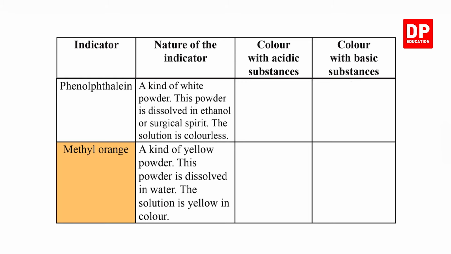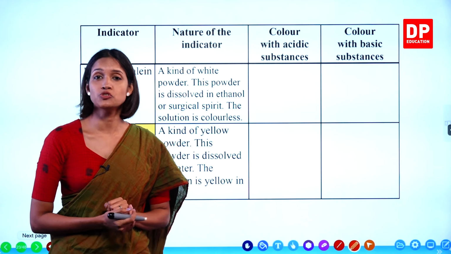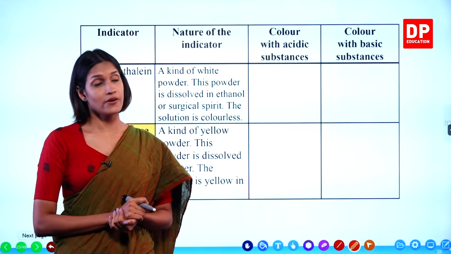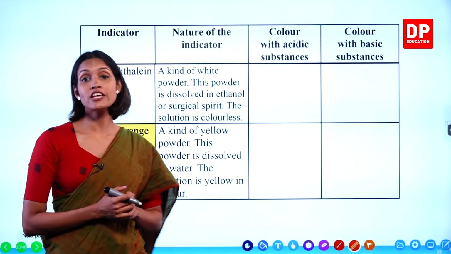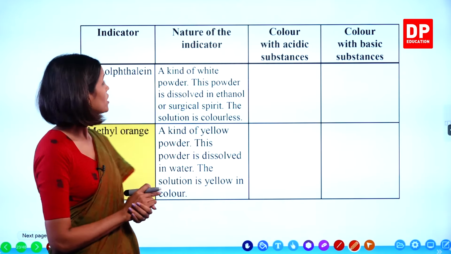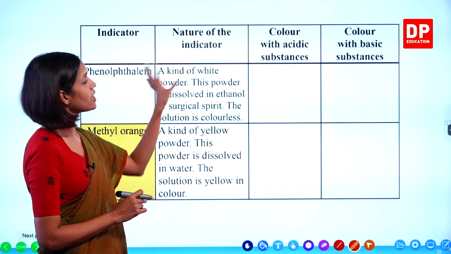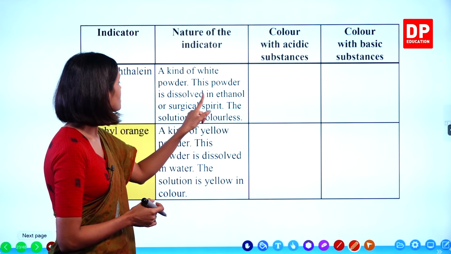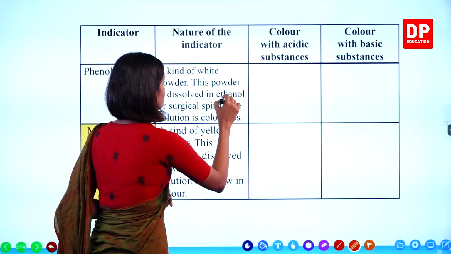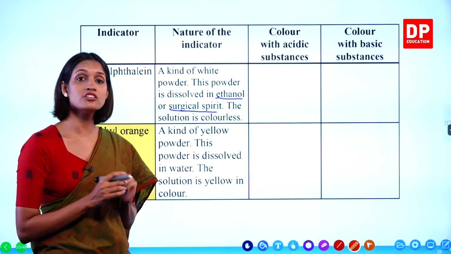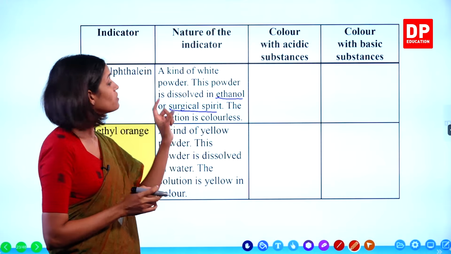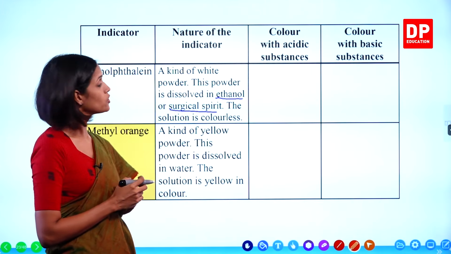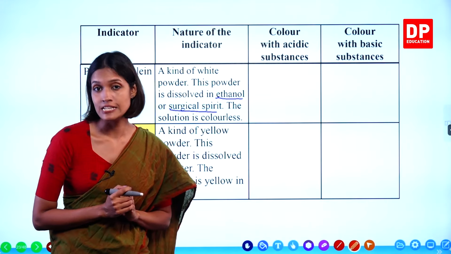Okay. The next indicator, phenolphthalein. I told you pH paper and litmus paper, they all are solid parts. It means they are papers, right? But when we take phenolphthalein and methyl orange, they are solutions, liquid form. Okay. So phenolphthalein, what is the nature of the indicator? It's a kind of white powder. This powder is dissolved in ethanol or surgical spirit. Right? In order to prepare this phenolphthalein solution, we have to dissolve this phenolphthalein powder in ethanol or surgical spirit. Okay, the solution is colorless.